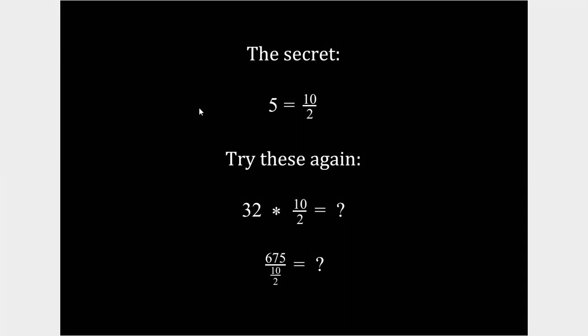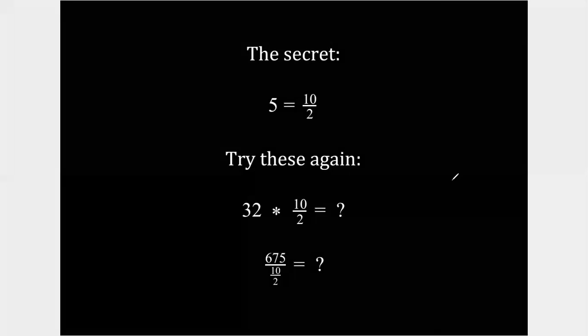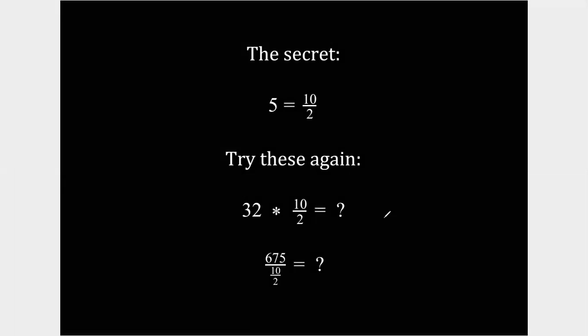Why do we do this? Because multiplying and dividing by 10 and by 2 are relatively simple things to do in your head. If you have any sort of mental math skills, this is probably one of those skills. So let's take the examples we did before and do them in our head. If I have 32 times 10 over 2, well, 32 divided by 2 is 16. And then I just multiply by 10, I add on a 0. 160. I don't have to write anything down for that.